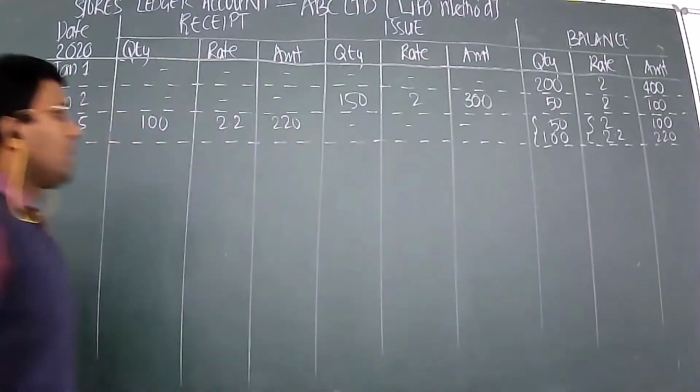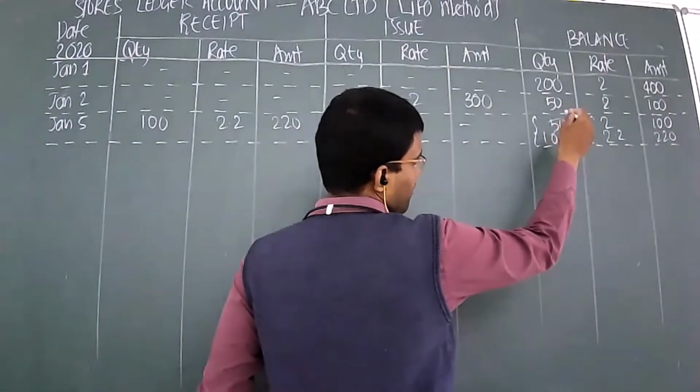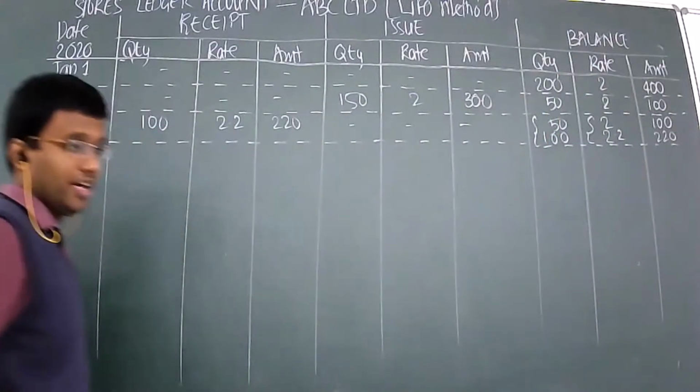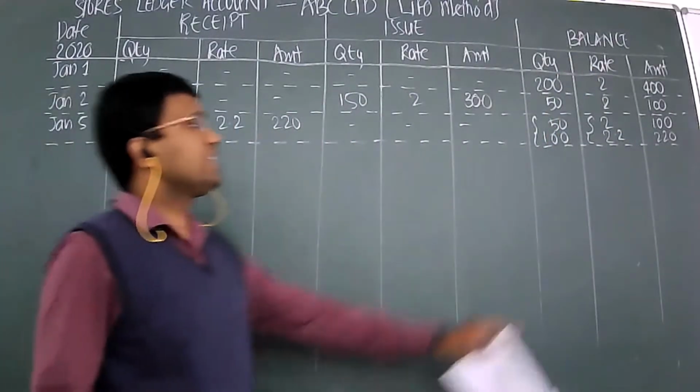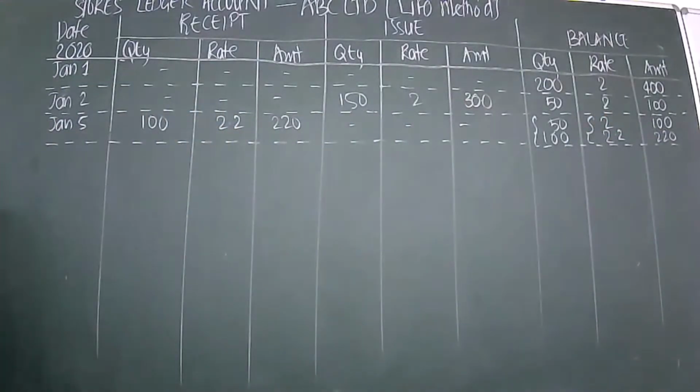This works out to be 220. Okay, so now we have two batches. We have a batch of 50, and then we have a batch of 100. And remember, these two batches we have bought at two different prices. Now let's move on to the next one.